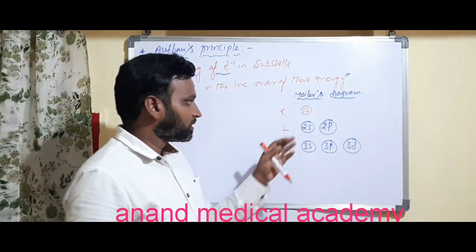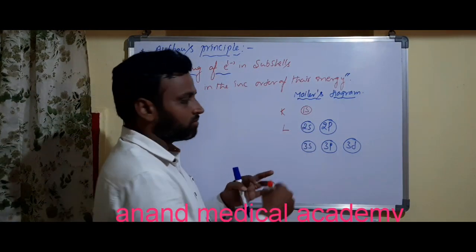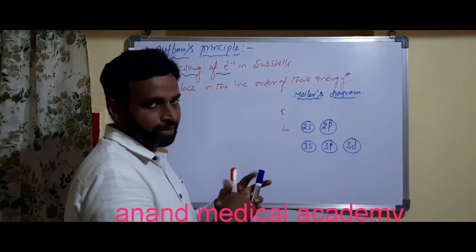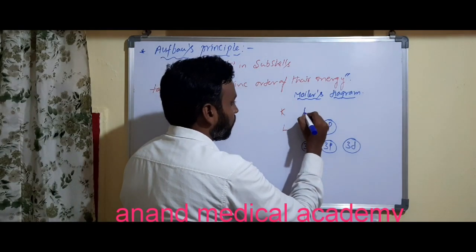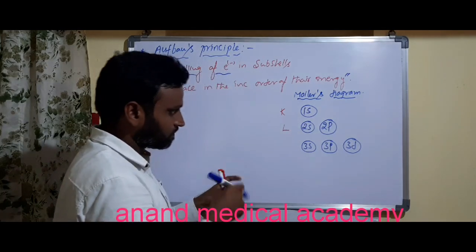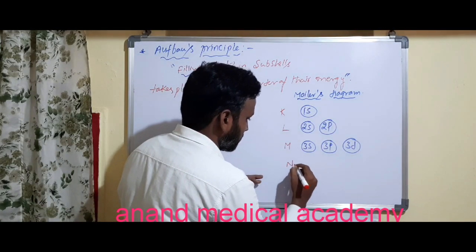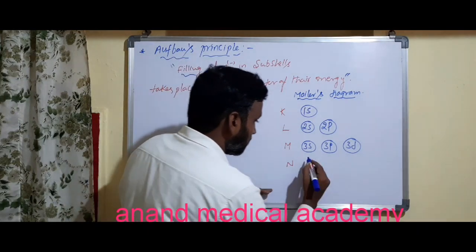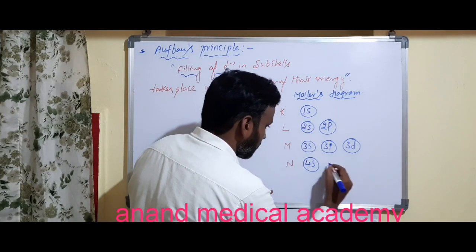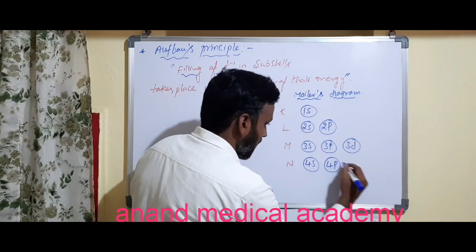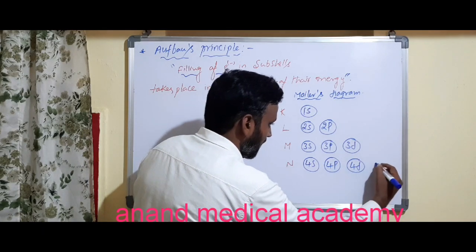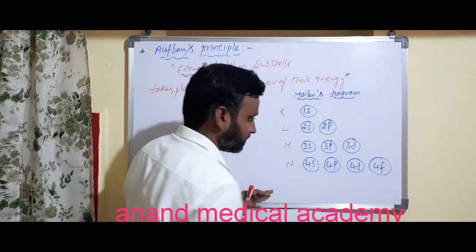What I am doing, understanding? Shell wise I am writing, all with a blue pen so I can write better. So this is 1S, and this is K, L, M shell. Next, N shell: with N shell you have 4S, 4P, 4D and 4F.